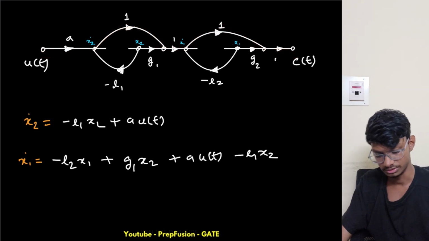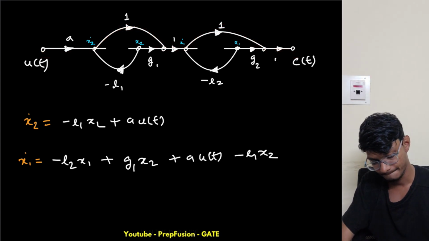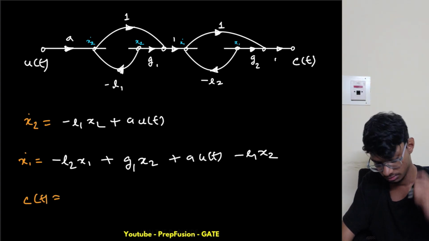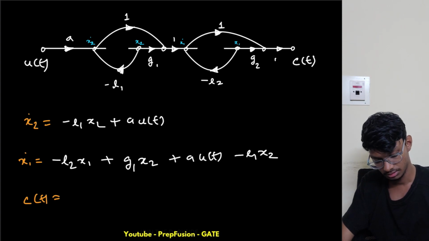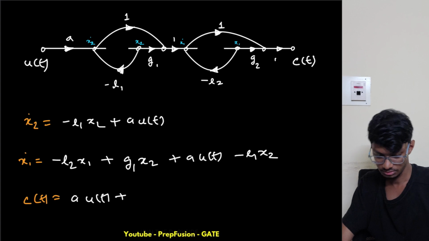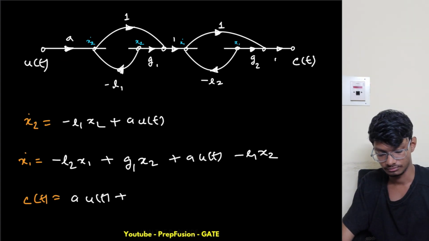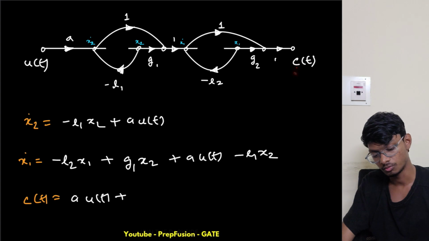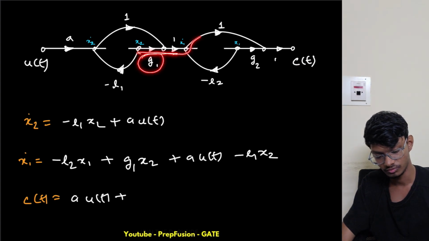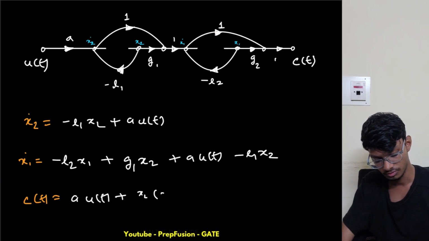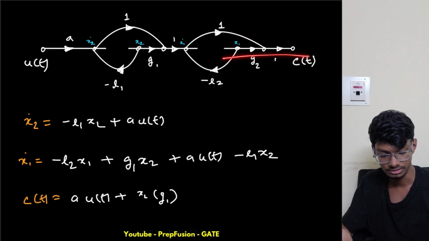Okay, so this is also available. So c of t equals basically a times 1. So this is a times u of t plus what else is there? So we have basically, is x2 going to the output? Yes, this is 1, like g1 times 1, again 1. So it is going to the output. So x2 times g1 basically, and this x1, right? It's obviously we can see this is going to the output, right?